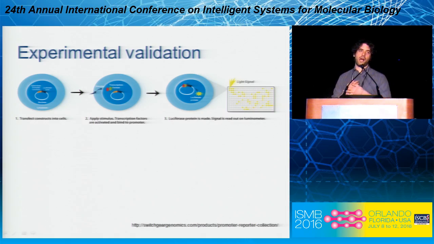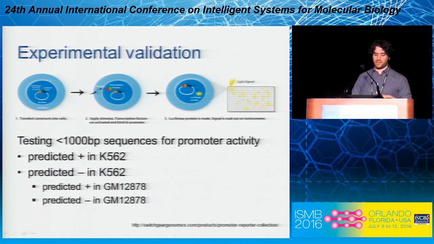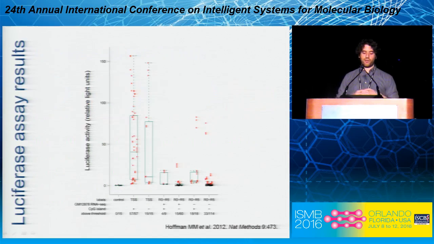All right, so we hired a firm, Switchgear Genomics, to do our experiments for us. Like some people do their bioinformatics in the cloud, we do our wet lab biology in the cloud, and we just send off spreadsheets to them, and they send us back the results. And basically, we found that every single one of the predictions that we made as a positive prediction, that sequence was sufficient to drive transcription. And the negative predictions, a majority of them showed no expression.